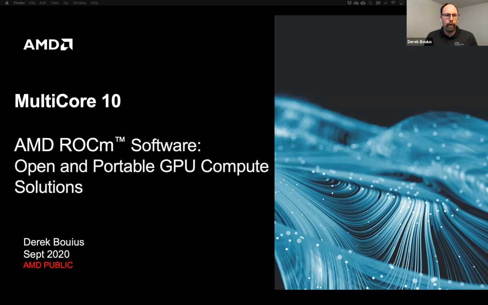And what I want to show you and introduce to you today, if you haven't heard of it, is the ROCm software stack, which is our open and portable GPU compute solution. And we'll go through a bunch of different parts of it, and we'll have a chance to answer questions at the very end.